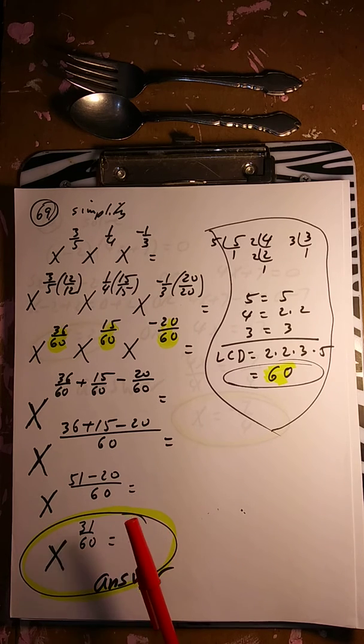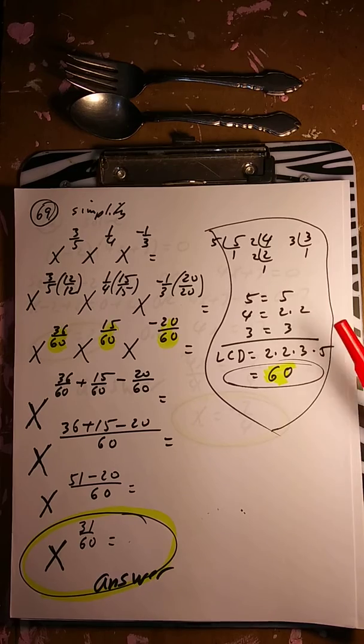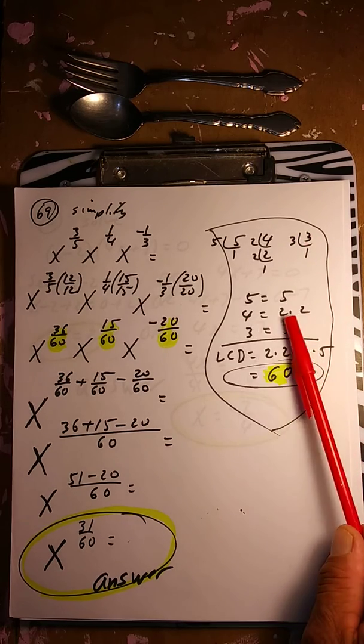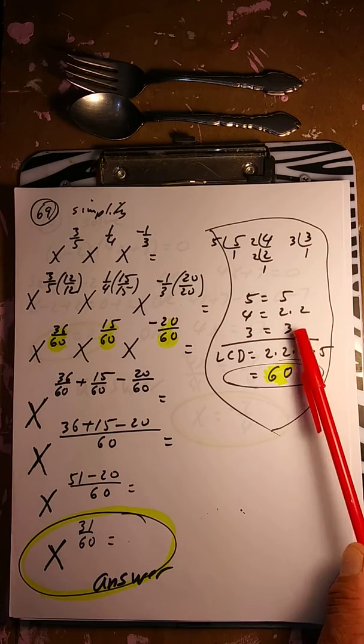X to the 3/5, 1/4. So LCD. Let's find the LCD first. 5 divides 5 once. 2 divides that 2. 2 divides 1. 3 divides, that's it. So 5 is 5. 4 is 2, 2. 3 is 3.